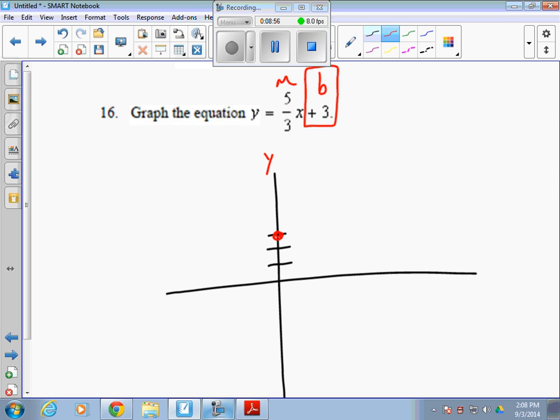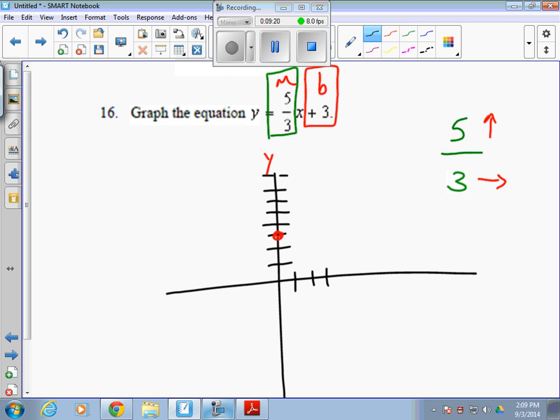Your m value is your slope. It tells you where to move. It says 5 over 3. Remember, it's rise over run. Rise, you're either going to go up or down. It's positive, so we're going to go up. So from the point we already have, we're going up 5 more. 1, 2, 3, 4, 5. And on the bottom number, it tells us to run either left or right. It's positive, so we're going to run to the right. So 1, 2, 3. So up 5 and to the right 3 times. Now you have 2 points, and you can create your line through the both of those.